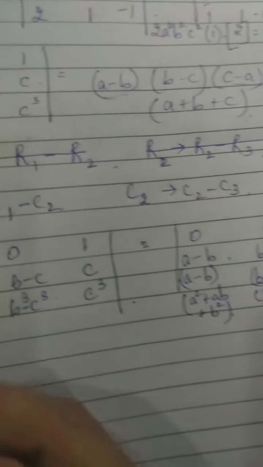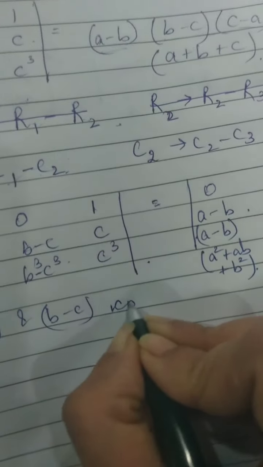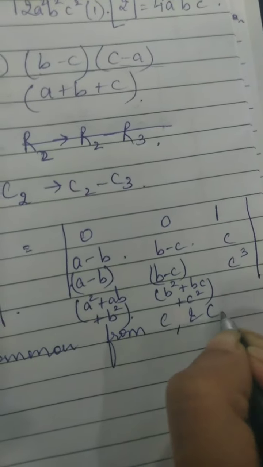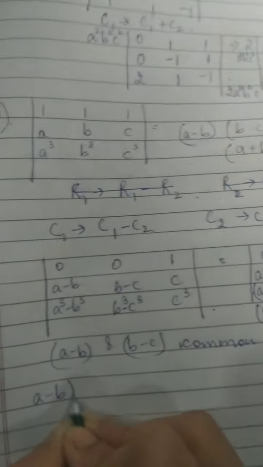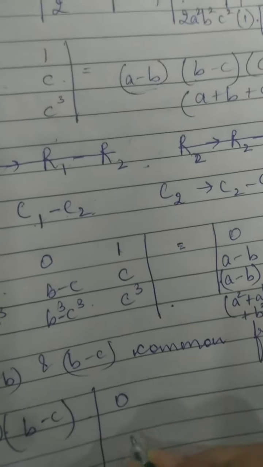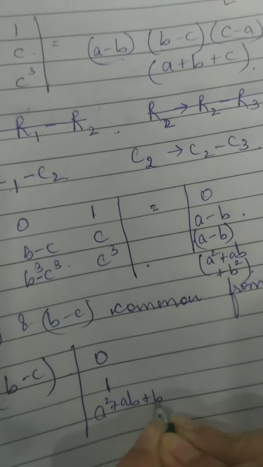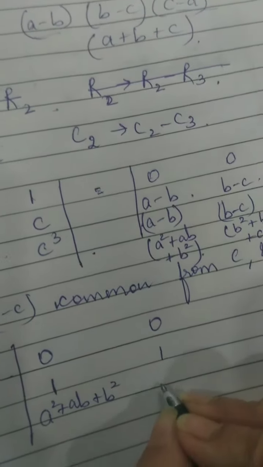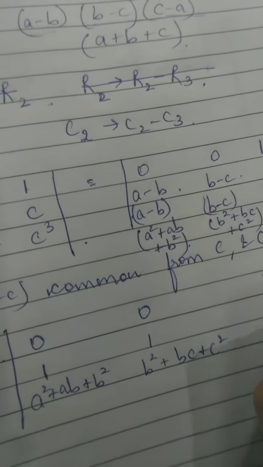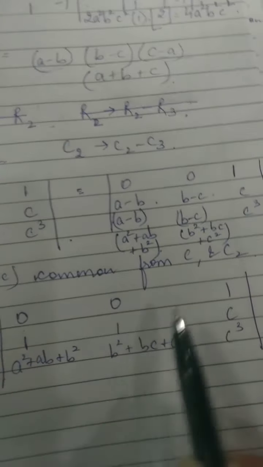I can take A minus B common. Taking A minus B and B minus C common from C1 and C2, so what do we get? A minus B, B minus C taken common. So we have 0, 1, and here A square plus AB plus B square. This is 0, 1, B square plus BC plus C square, 1 C and C cube. Now we can expand simply across R1 because we have got the form of 0, 0, 1.